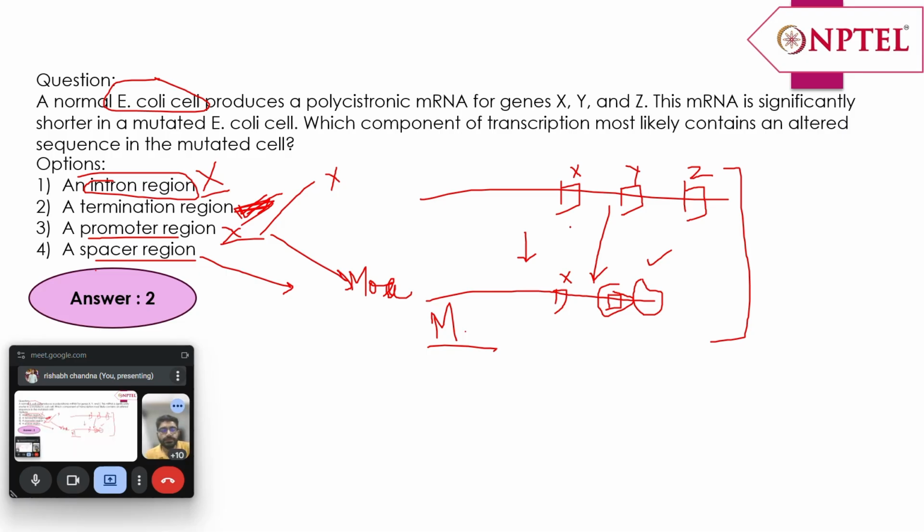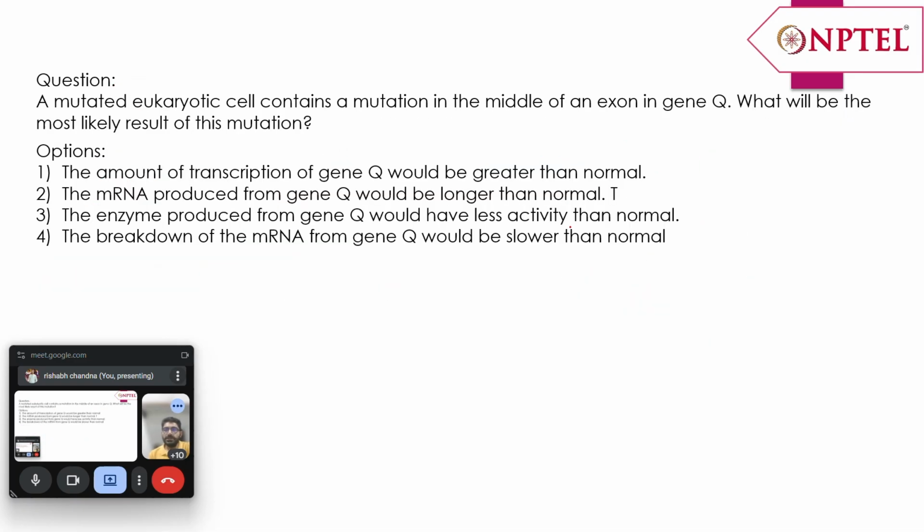So let's move on to the next question. A mutated eukaryotic cell contains a mutation in the middle of an exon in gene Q. What will be the most likely result of this mutation? So, what can be the correct answer?